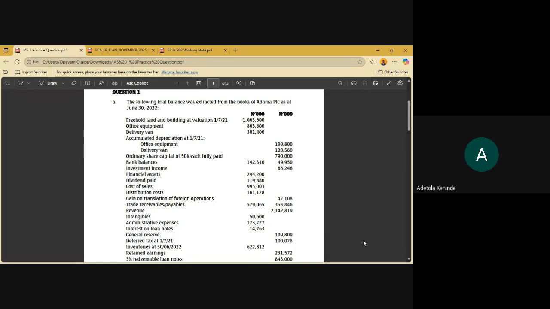The following trial balance was extracted from the books of Adama PLC as at June 30th, 2022. All figures are going to be correct. So please scroll down.